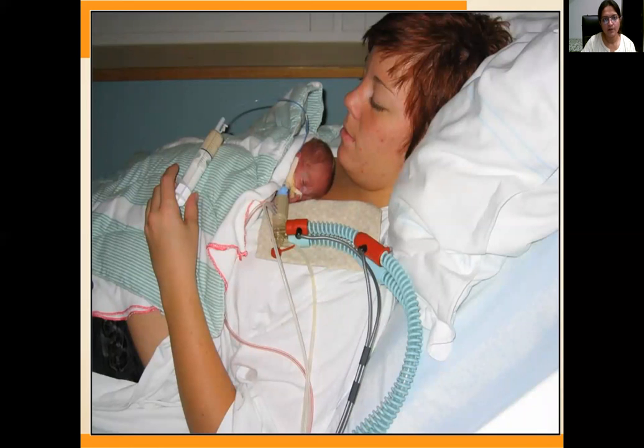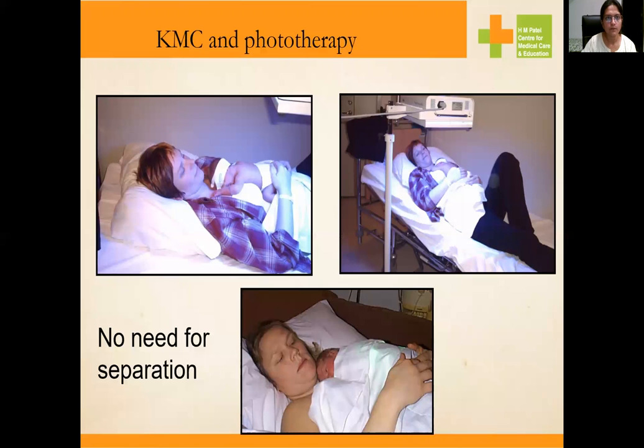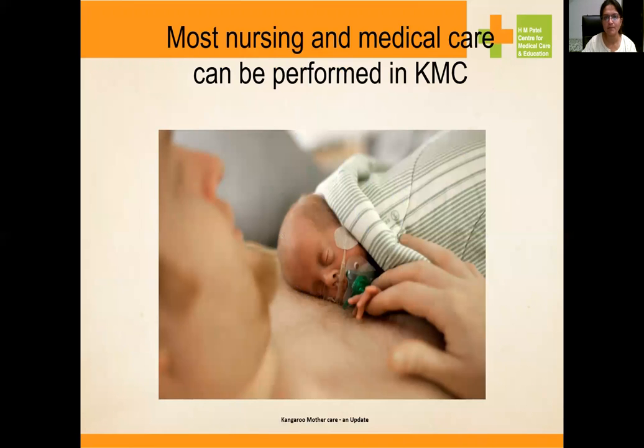Again, you can see here a mother is giving kangaroo mother care, the baby is on a ventilator, and there is NG tube feeding which is also being slowly given by the mother. She's giving expressed breast milk via the nasogastric tube. Even phototherapy can be continued while the baby is in the KMC position. So there should be no reason for separation of baby and mother.